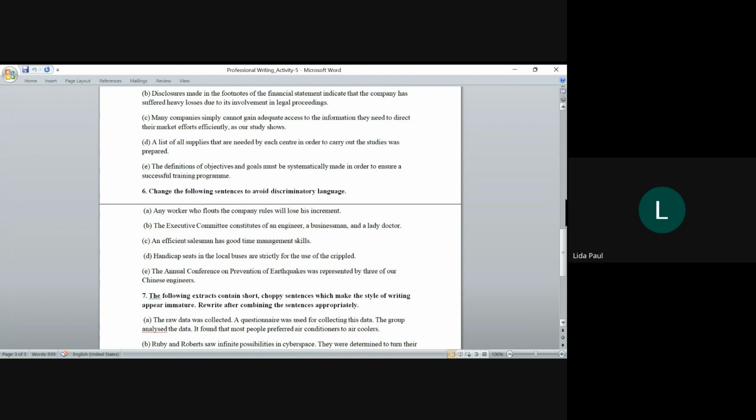They're engineers, irrespective of being Chinese or of any other race or nationality. So neutrality will also mean that you do not talk of these things unless asked for. So you don't have to use any Chinese or any other racial names there. You simply say engineers. The annual conference on prevention of earthquakes was represented by 3 of our engineers. That's it. Nobody is asking you for anybody's racial profiling. So you can remove those.